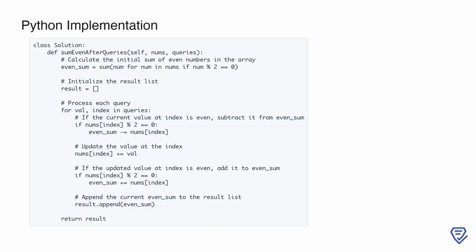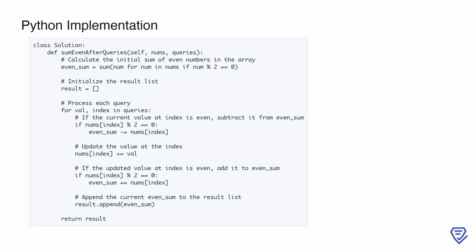Let's break down the solution for LeetCode problem number 985, Sum of Even Numbers After Queries. This problem involves processing a series of queries that update an array and calculating the sum of even numbers after each query efficiently. We start by defining a function sumEvenAfterQueries within a Solution class. The function takes two inputs, nums, the initial array, and queries, a list of update instructions. Each query consists of a value to add, val, and an index to update.